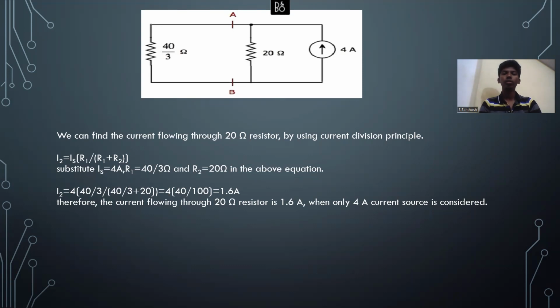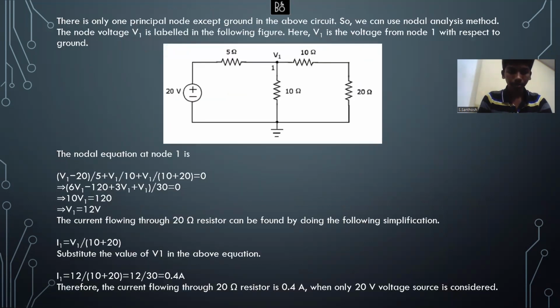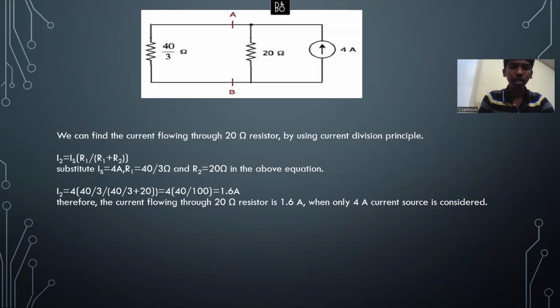And as I said before, you'll be calculating the current separately for each source, and then you'll sum them up to find the overall voltage or the current supply given for that particular element. So using that principle, you'll be adding up I1 and I2. I1, we've seen, we got as 0.4 amperes, and I2 was 1.6 amperes. So the overall current flowing through the 20 ohm resistor is 1.6, and only the 4 ampere current source is considered. That's the current for I2.